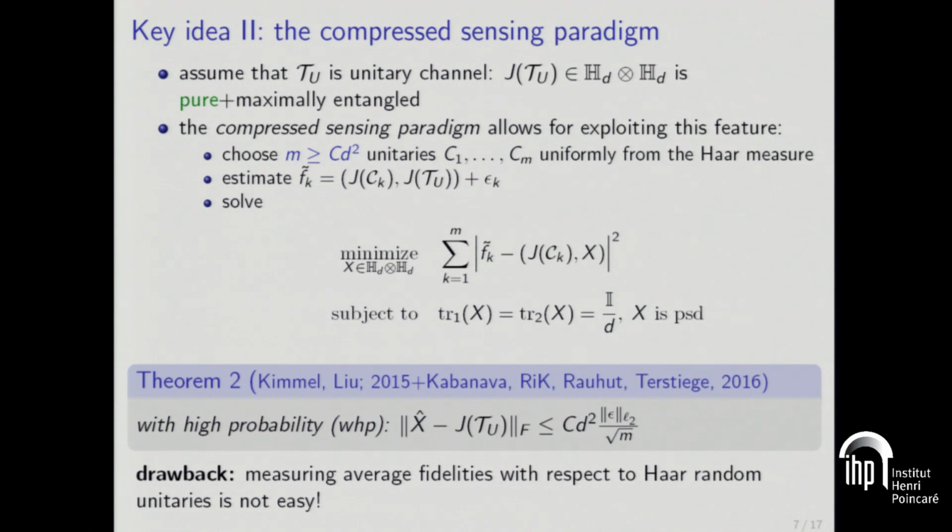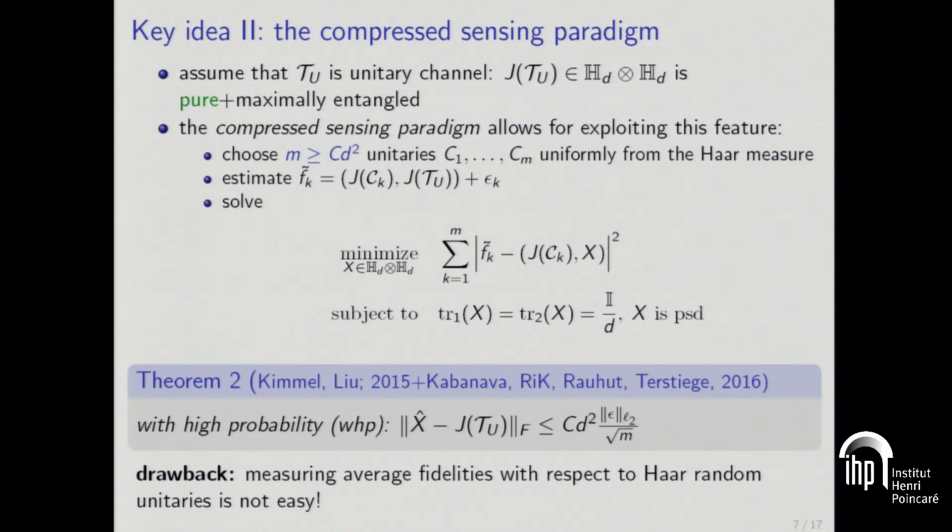But there's, of course, still a drawback. I mentioned at the beginning that average fidelities can be estimated efficiently for structured unitaries. If you want to measure average gate fidelities with respect to Haar random unitaries, you at some point have to implement a Haar random unitary. That's not easy. It takes exponentially many resources. So measuring average gate fidelities with respect to Haar random unitaries is not easy.